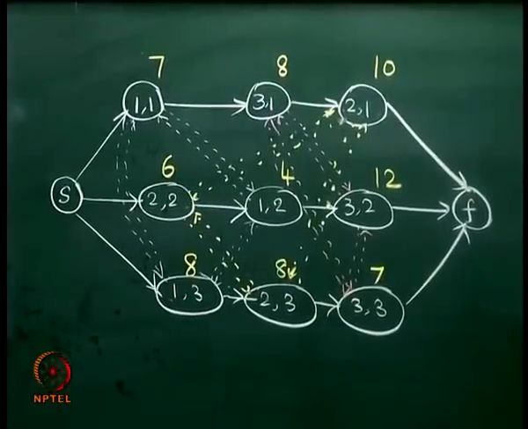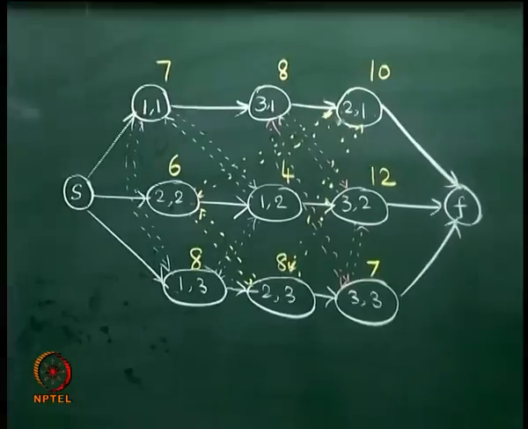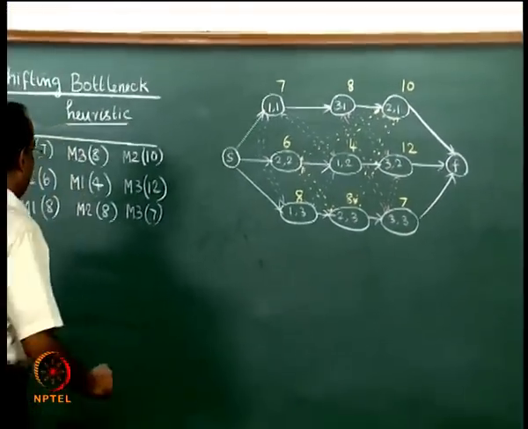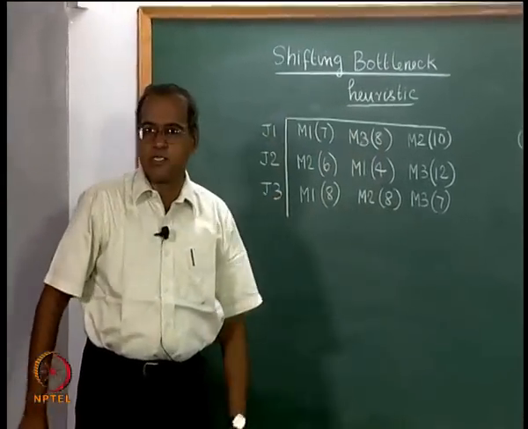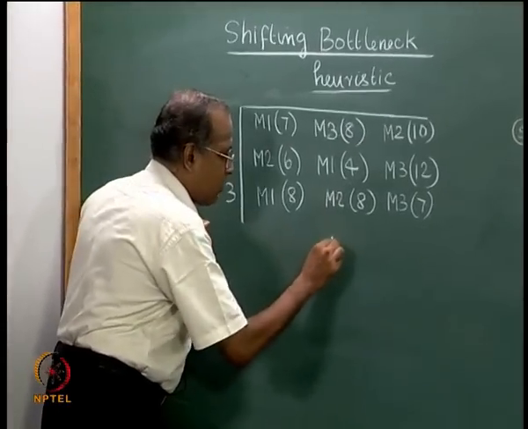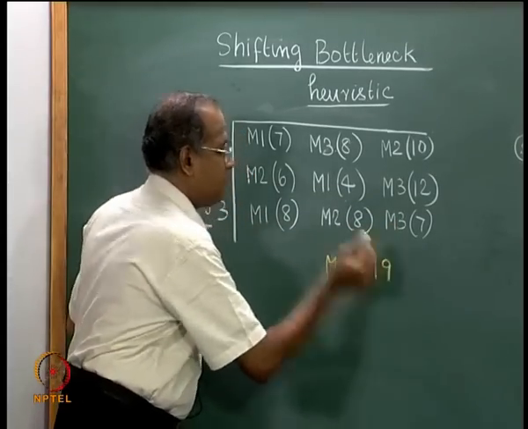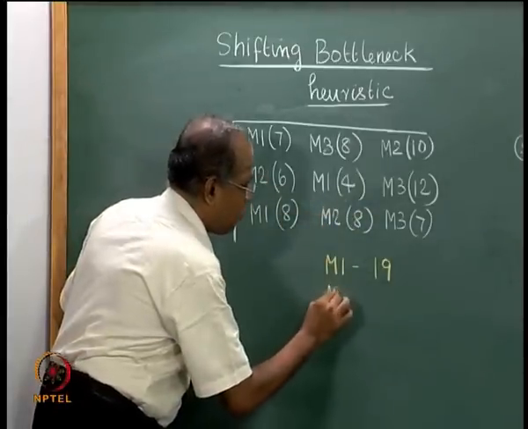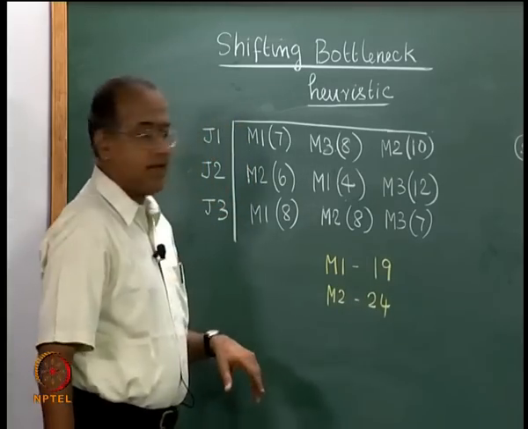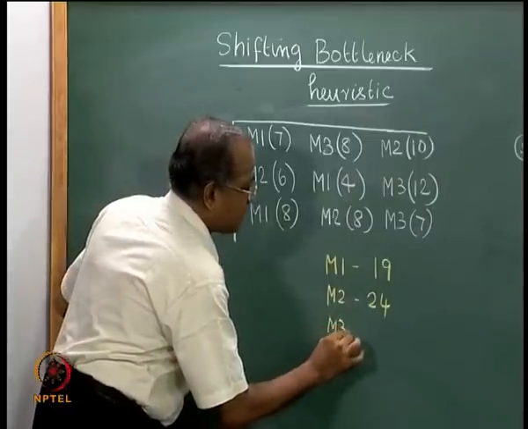So we set out to do that, and then we also related this aspect to solving a 1 | rj | Lmax problem on the bottleneck machine. We also identified M3 as the first bottleneck machine by first calculating the loads on each of these machines. M1 has a load of 7 plus 4, 11, plus 8, 19. M2 has a load of 10 plus 6, 16, plus 8, 24, and M3 has a load of 8 plus 12, 20, plus 7, 27.